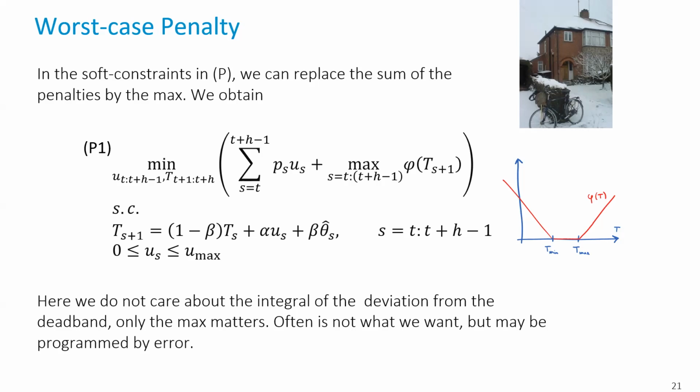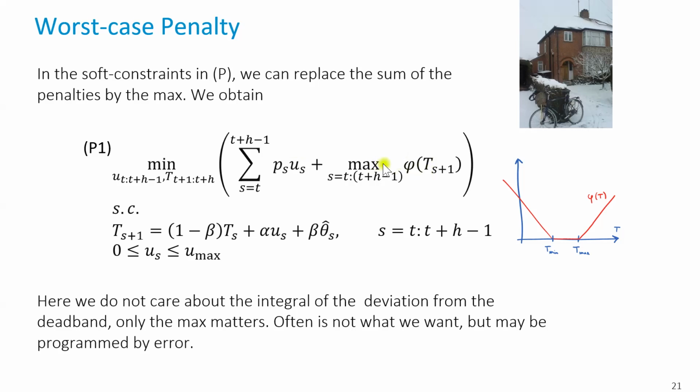And, of course, if you do that, you have to change the value of phi, because a single violation you might want to penalize it more, given that if you violate it 10 times or once, it gives the same. So here you insist really on never violating, whereas before you insisted on not violating much. Right?